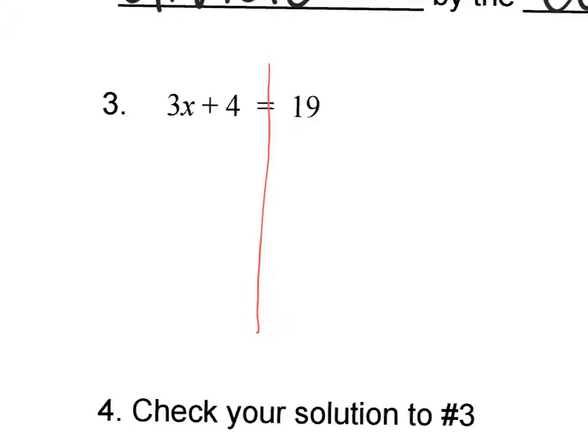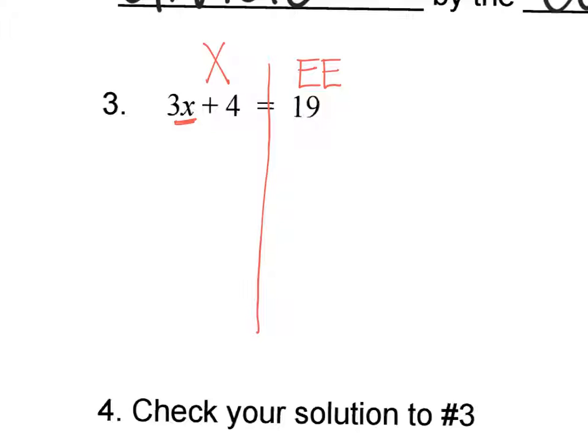Step 3 is to label your side. So I need an x side and an EE side. Well, since x is already on the left, it's going to be easier to keep x on the left, everything that's not an x on the right. So now we're on to step 4.